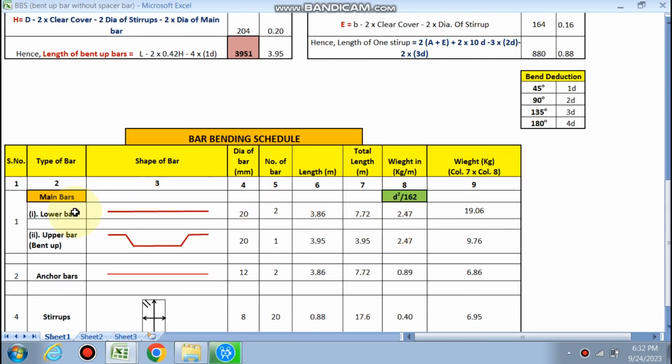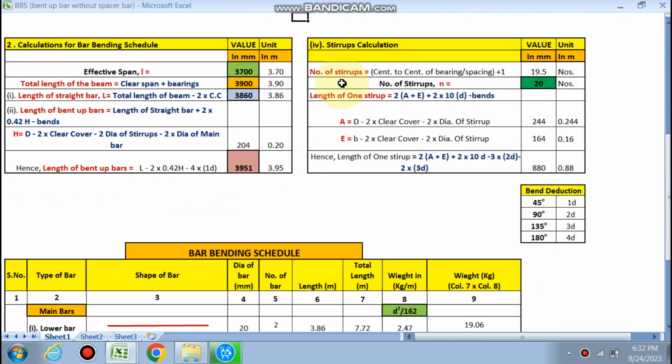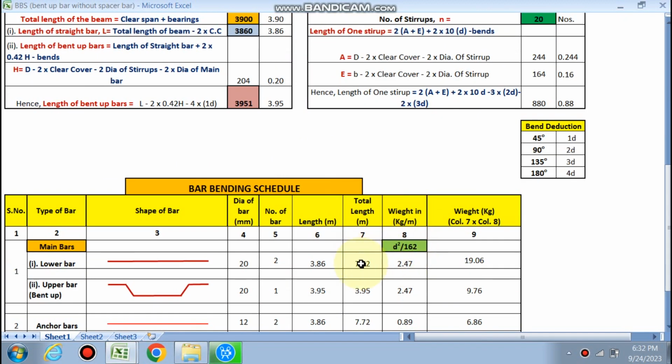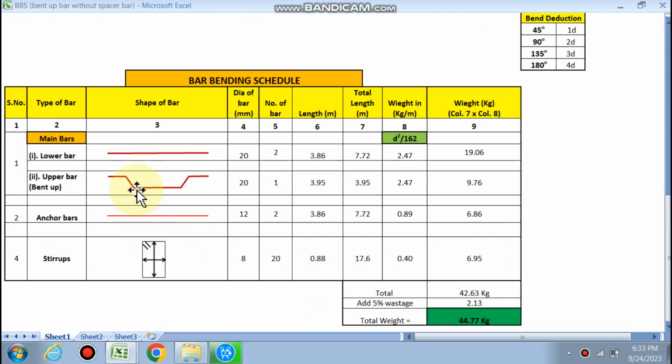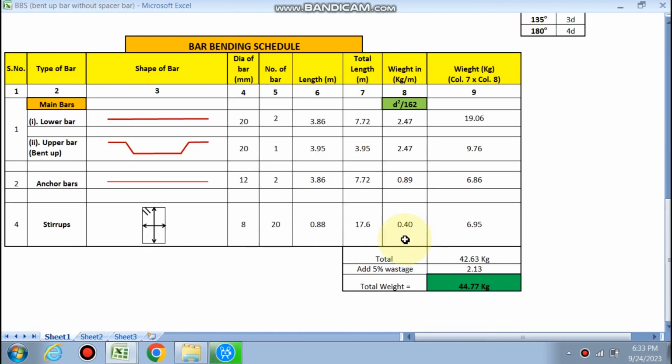Now the bar bending schedule. For the lower bar, you can see the dia of the lower bar is 20 mm, and the number of bars in the lower tier is 2. Now the length is 3.86. Total length is multiplied by 2. Weight of 20 mm dia is calculated, and finally the total weight. Length of the bent up bar is 3.95, and finally the total weight is calculated.